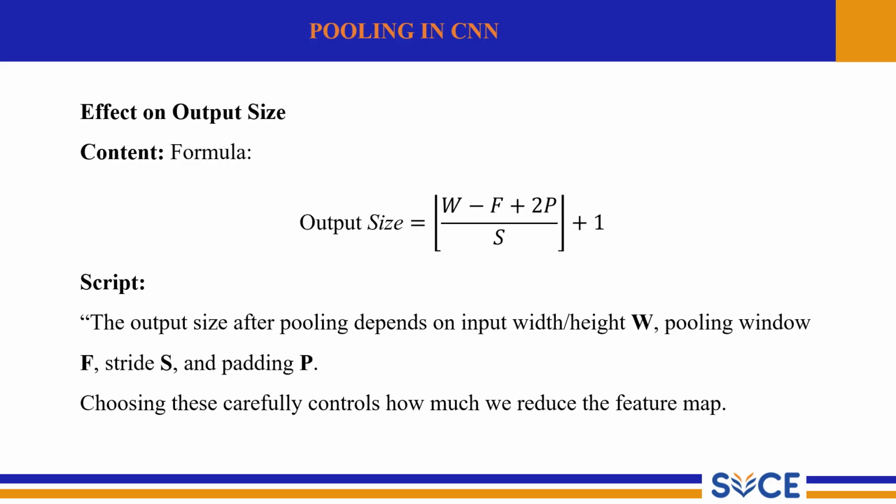pooling. So here, by choosing the right window size, stride and padding, we can control how much the feature map is reduced. A larger window or larger stride reduces the feature map more, while padding can help preserve edges and make the output size more predictable. Pooling lets us downsample feature maps efficiently, keeping important information while reducing computation in later layers.